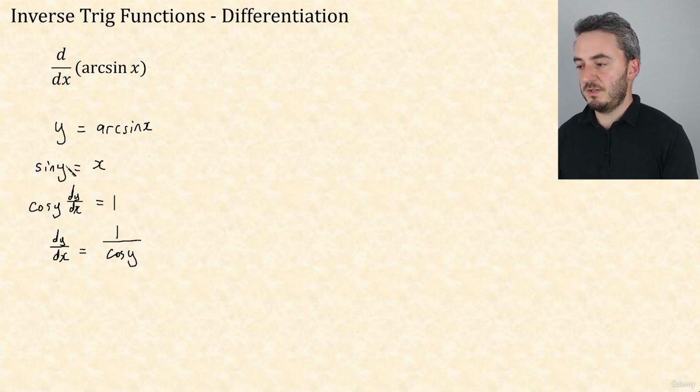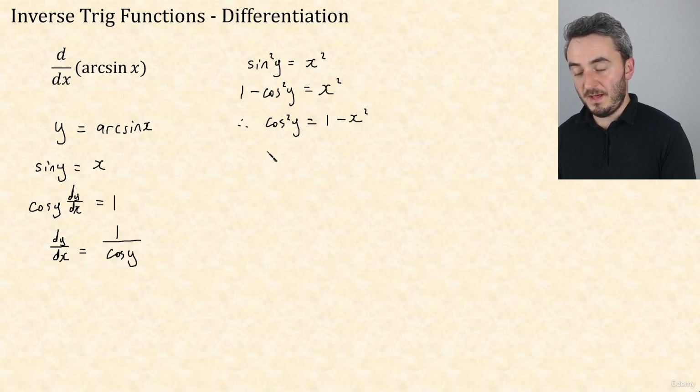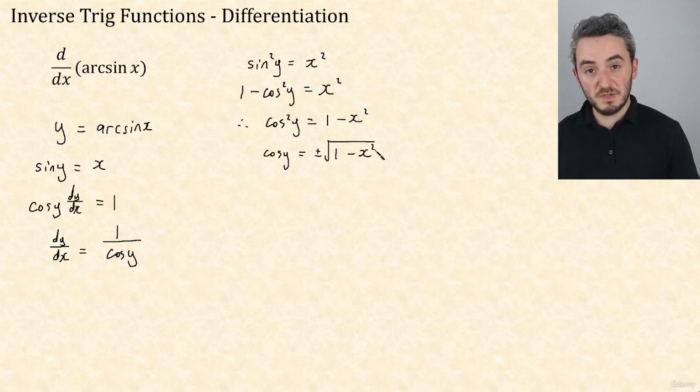Well, we go back to sine y equals x, and we can say that sine squared y is equal to x squared, and then sine squared y is 1 minus cos squared y. So 1 minus cos squared y is x squared, and therefore cos squared y is 1 minus x squared. That means cos y is the square root of 1 minus x squared, but it's really plus or minus root 1 minus x squared. So which are we using? Are we using the positive or the negative?